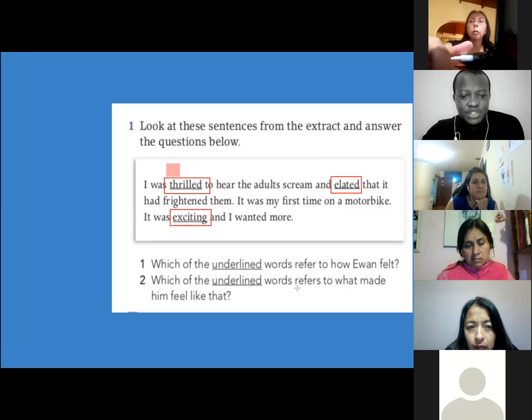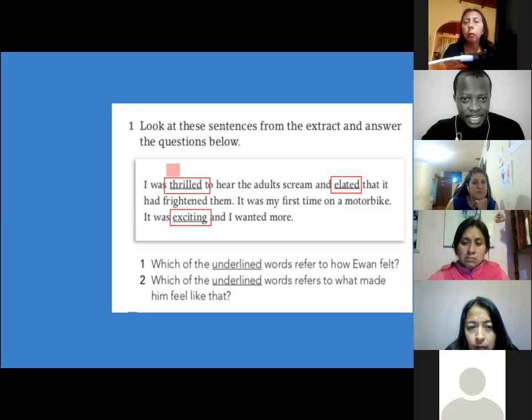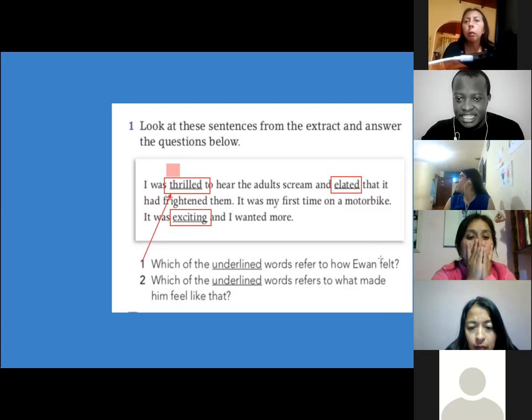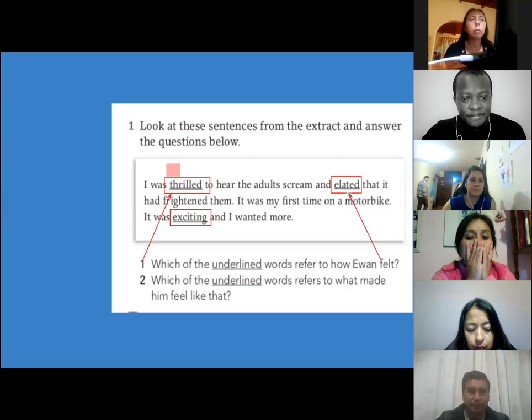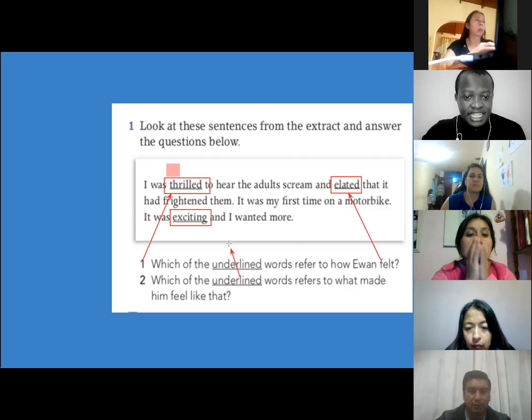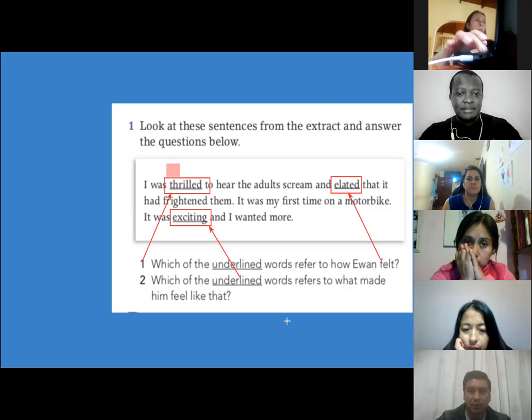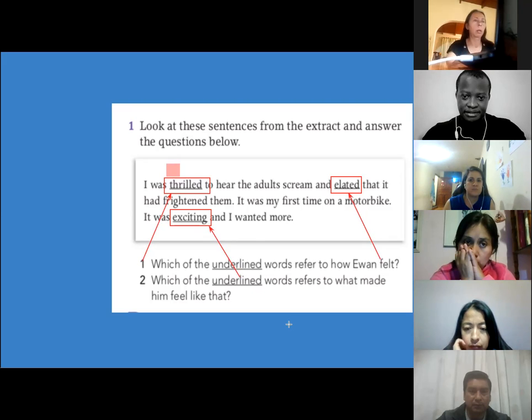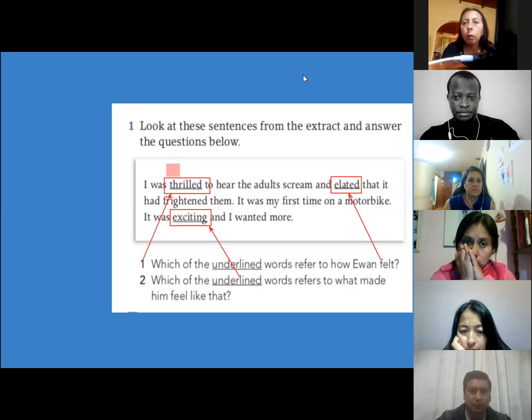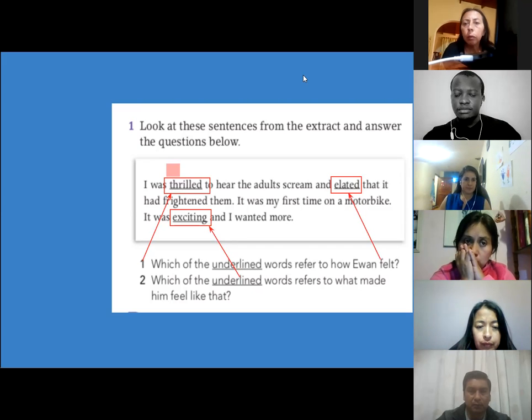And which words refer to what made him feel like that? Exciting. Exciting, correct. So, thrilled and elated describe how he felt. Then exciting describes what made him feel like that. Okay? Is that okay, guys? Can we continue? Yes.